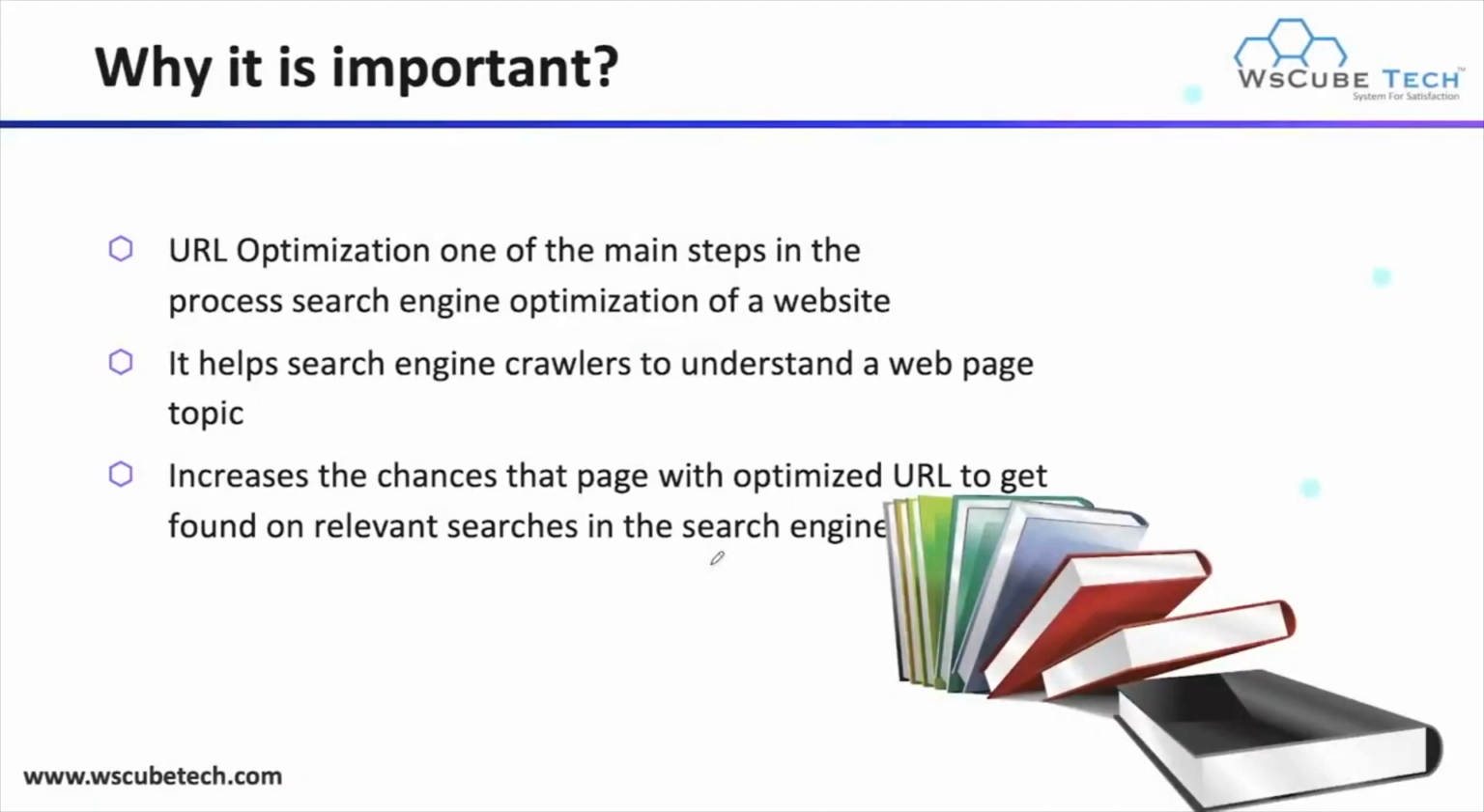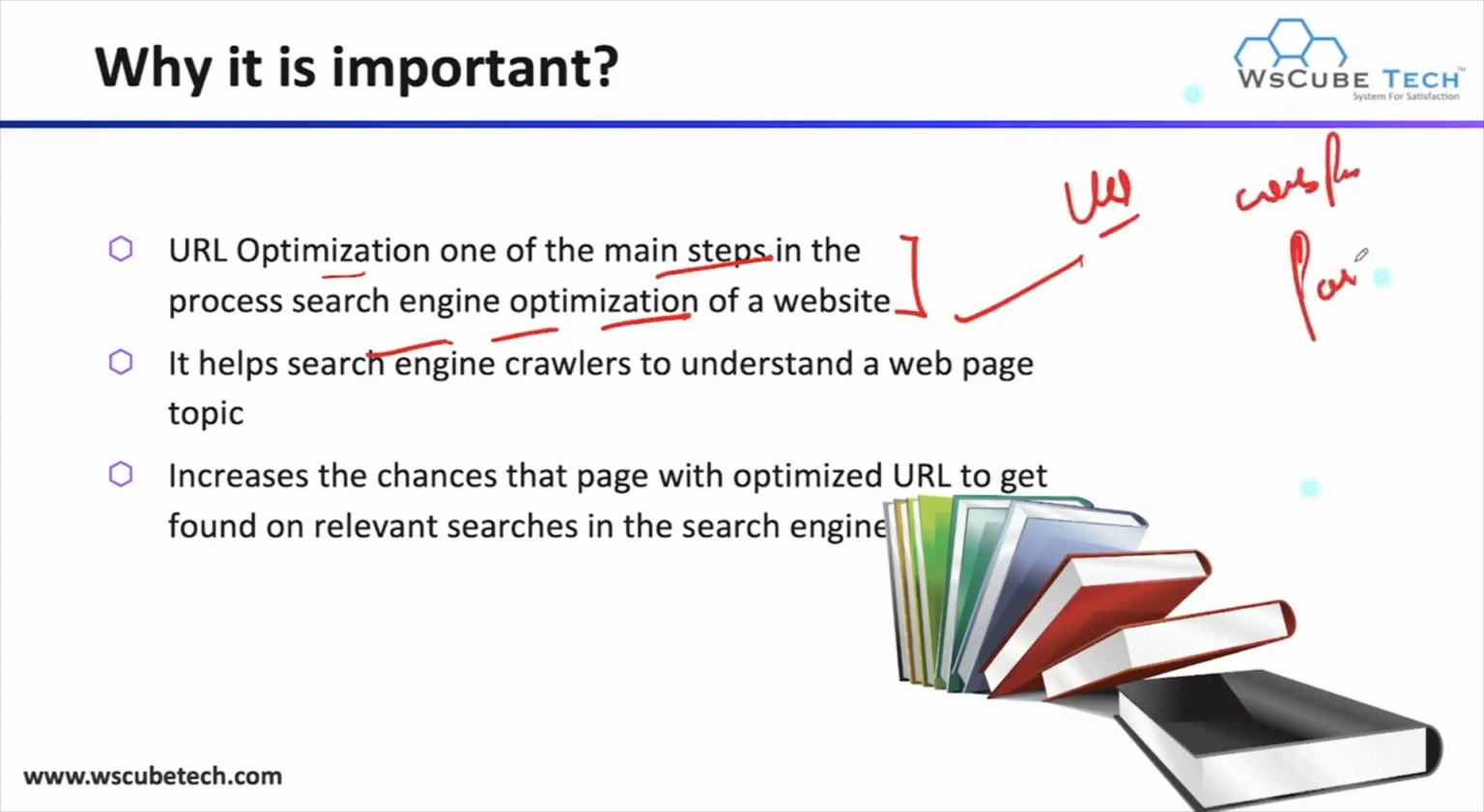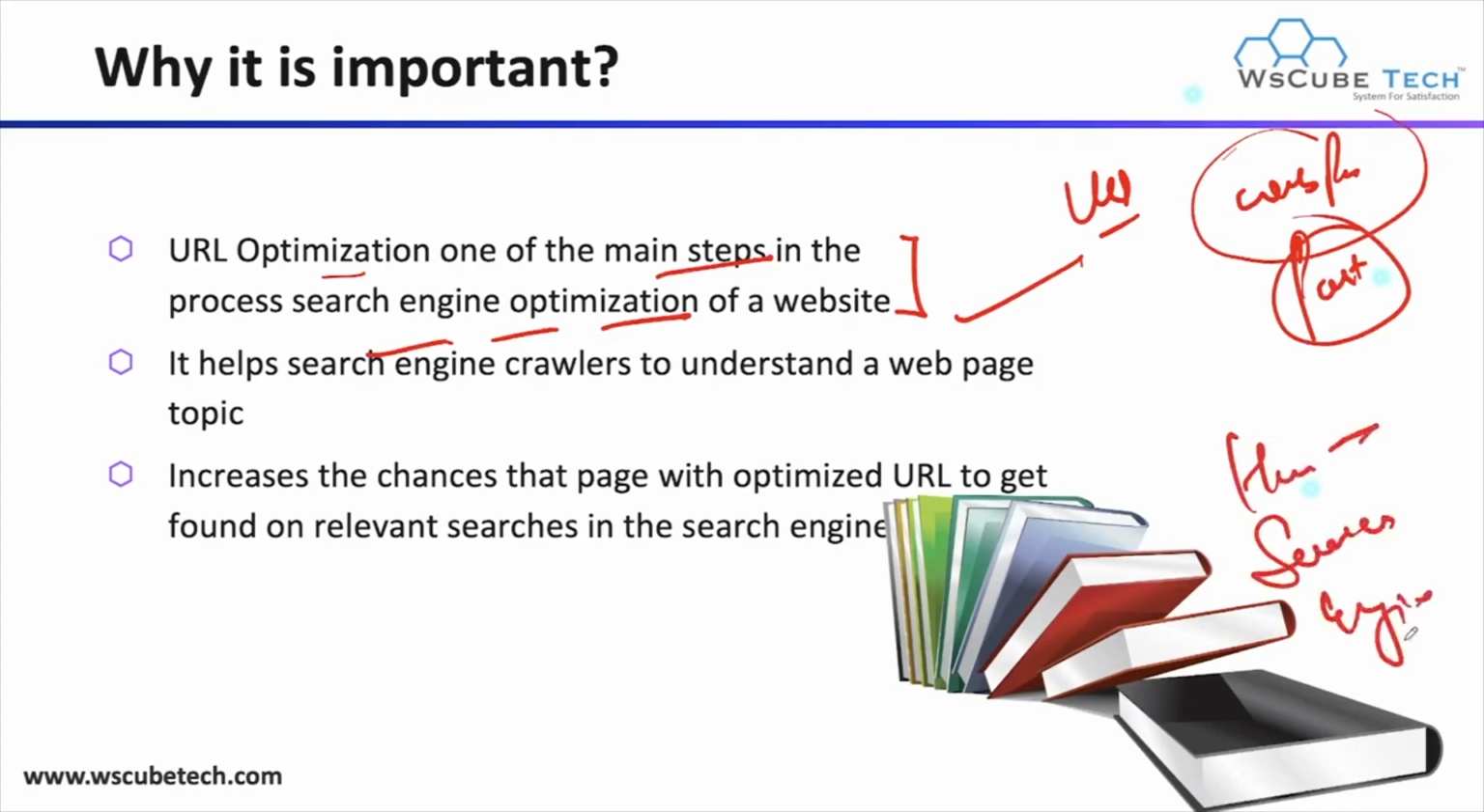Now the question is, how important is the URL? So URL optimization is important because it is one of the main steps in the process of search engine optimization of a website, because in that case, you can simply edit the URL of your particular web page or your particular post and make it human readable or search engine readable.